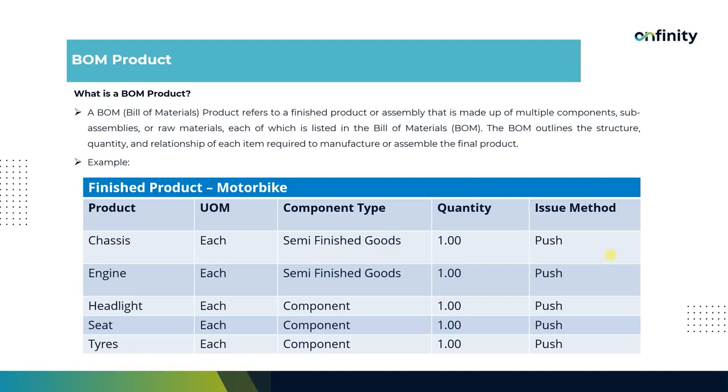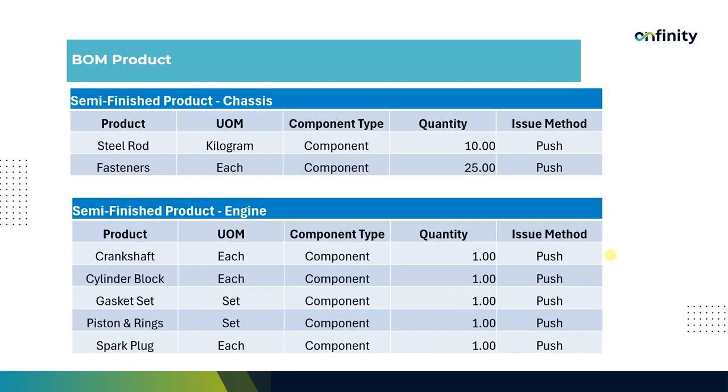However, there are different issue methods available in Onfinity ERP, such as operation pull and assembly pull. If you use assembly pull or operation pull, then during the production order execution, the system automatically issues the material. The engine is also a semi-finished product, and one quantity of engine is required to produce a motorbike. Headlight, seat, and tires require one quantity each. Since chassis and engine are semi-finished products, it is recommended to configure their BOM first and then configure the motorbike.